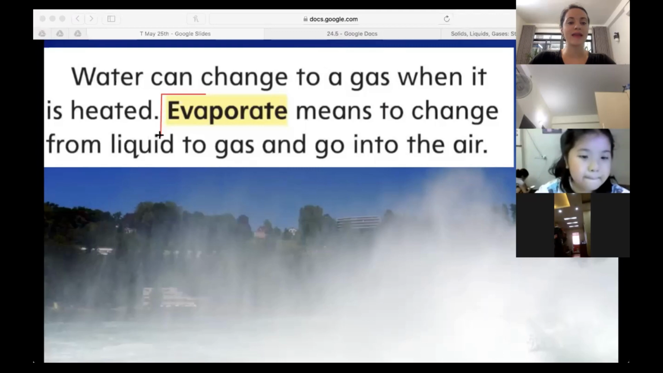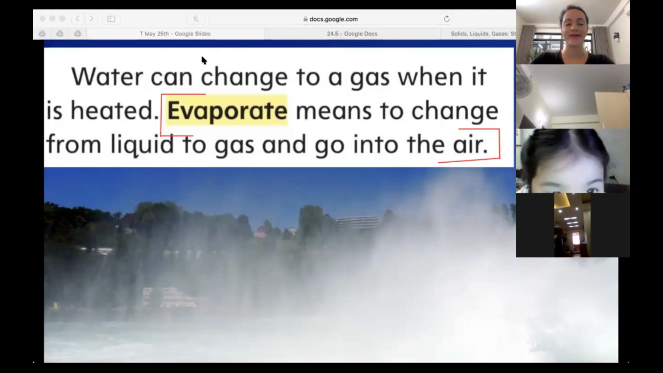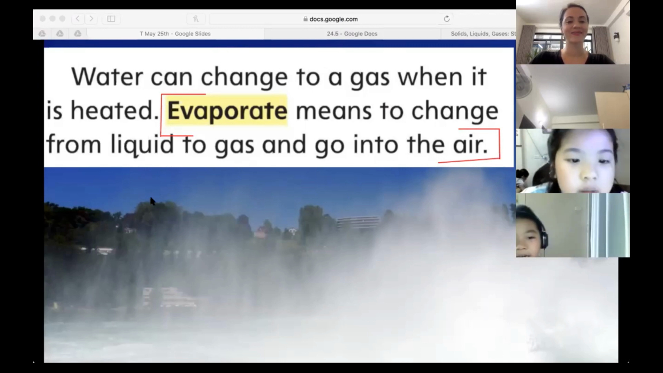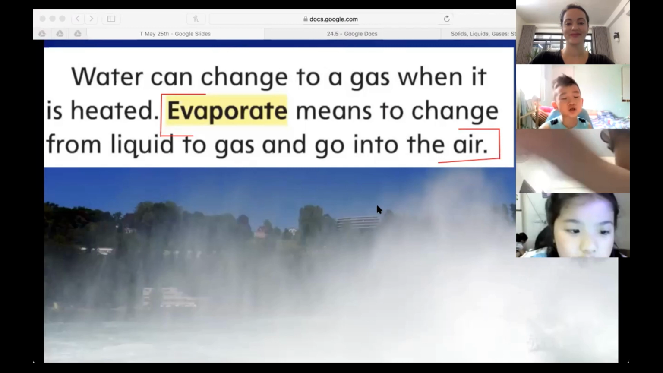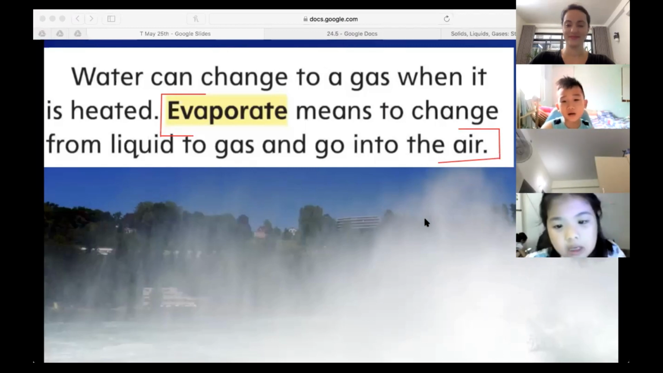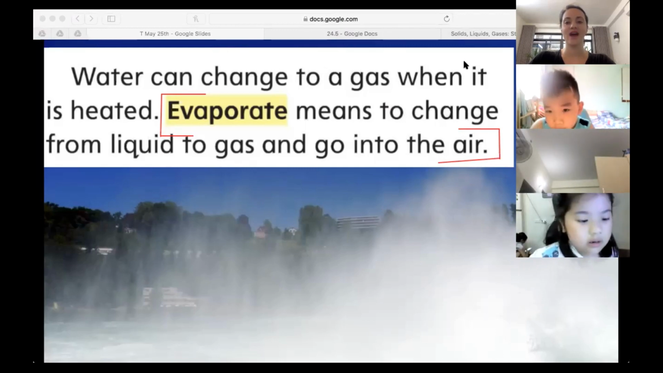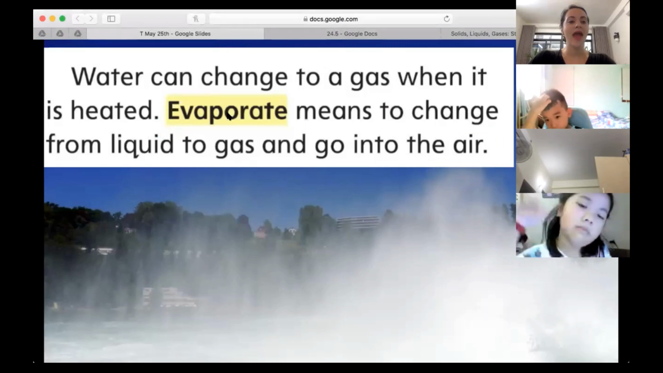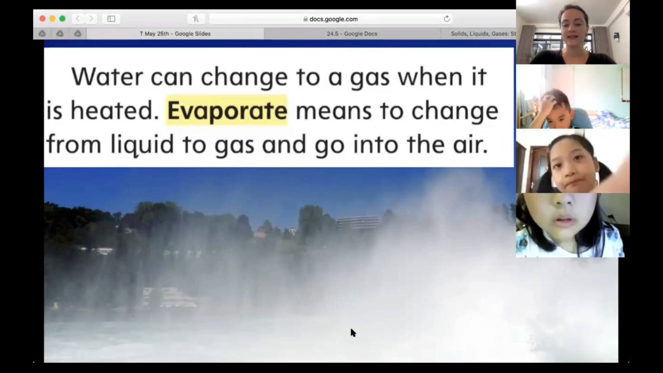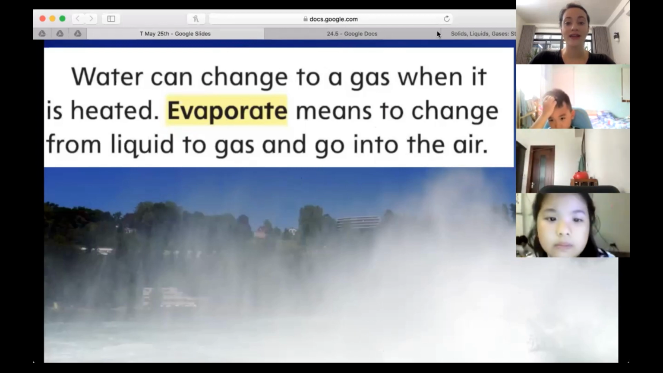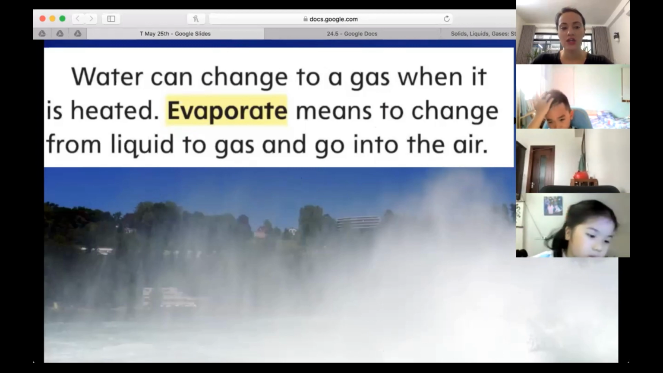Excellent. Everybody, please read this last sentence that Bunny just read. Ready? 1, 2, 3. Oh, I need to unmute you. All right, go ahead now. 1, 2, 3. Evaporate means change from liquid to gas and go into the air. Excellent job. Okay. And everyone, underline the part that tells you what changes it from a liquid to a gas.